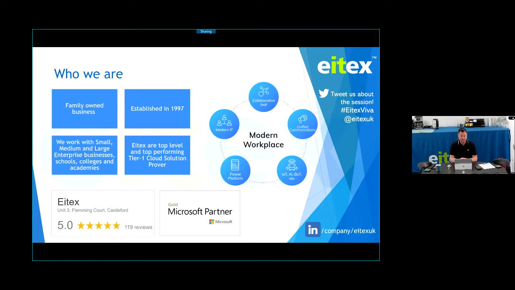We're very proud to say that we're a Microsoft Gold partner. We're a top performing tier 1 partner. Now tier 1 is more of an internal thing. It's a Microsoft metric to rate iTex.